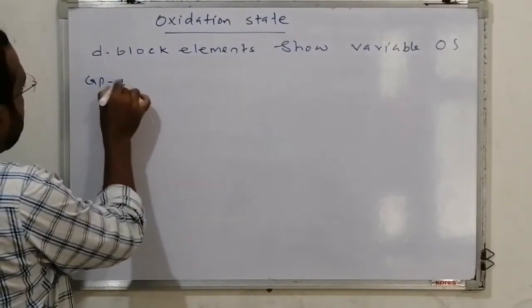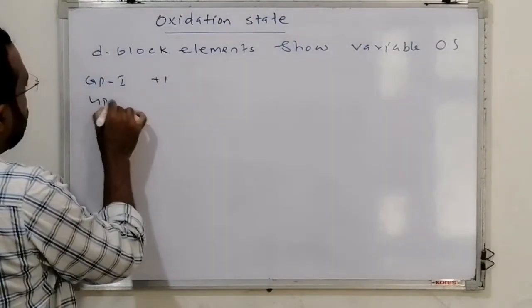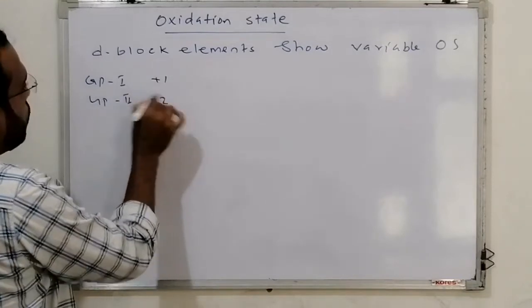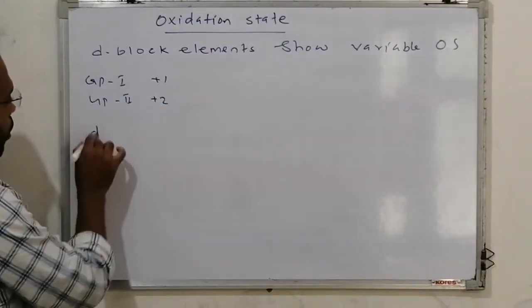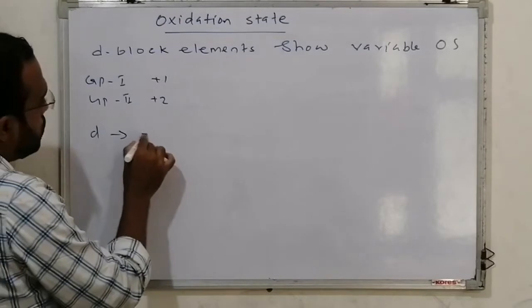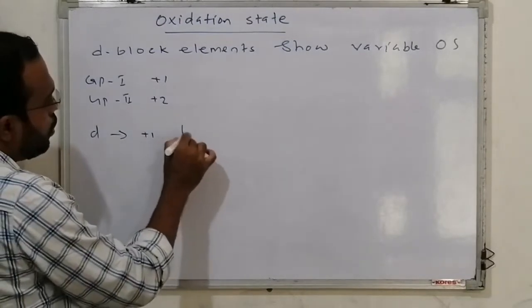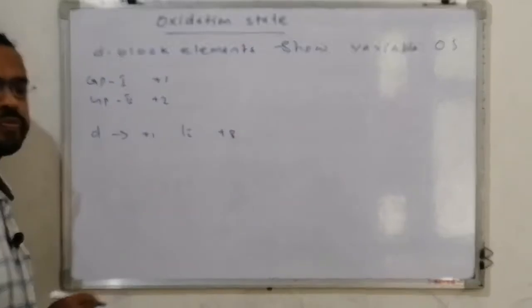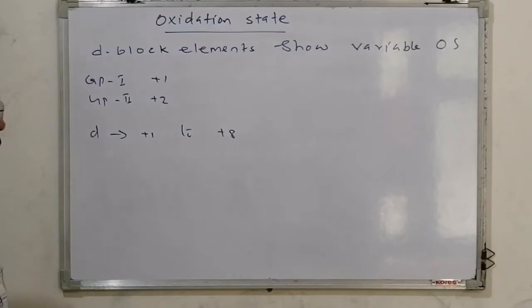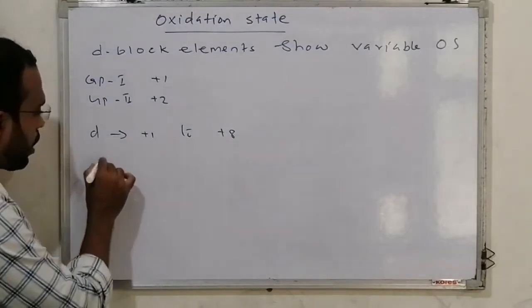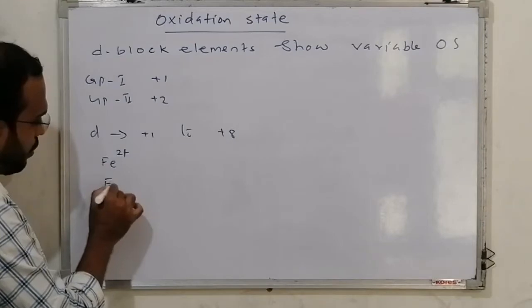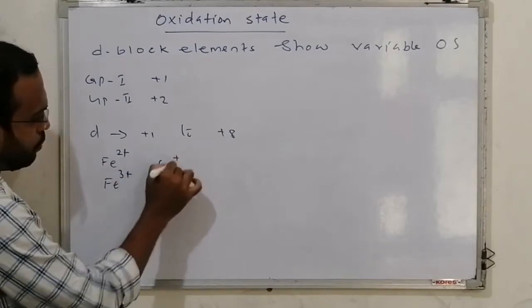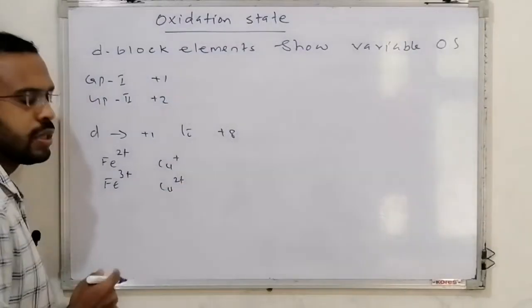Group 1 alkali metals show +1, group 2 alkaline earth metals show +2. But d-block elements show +1, +2 up to +8. We have a lot of examples: Fe2+, Fe3+, Cu+, Cu2+, like that.